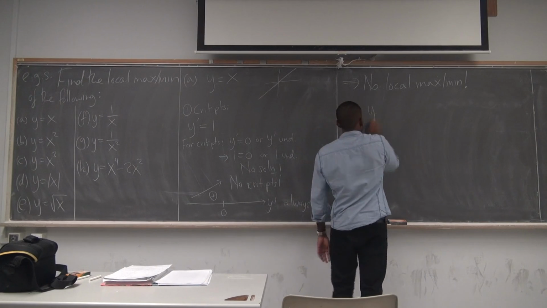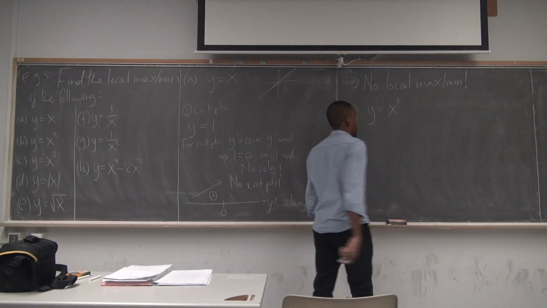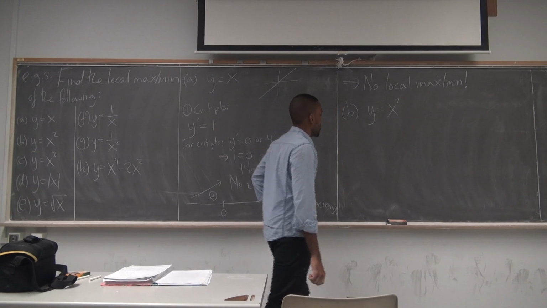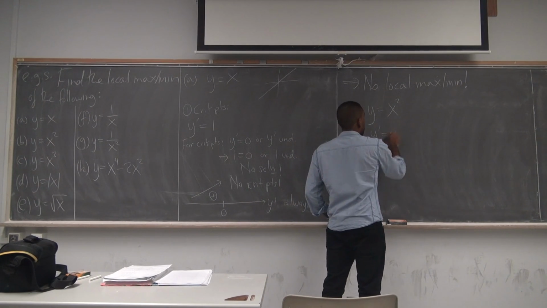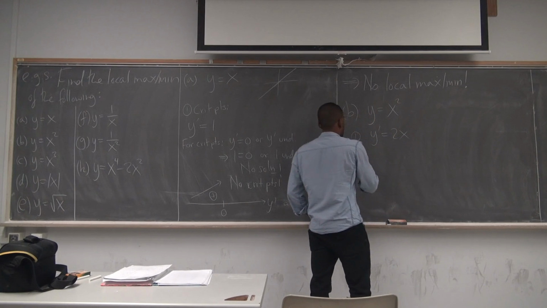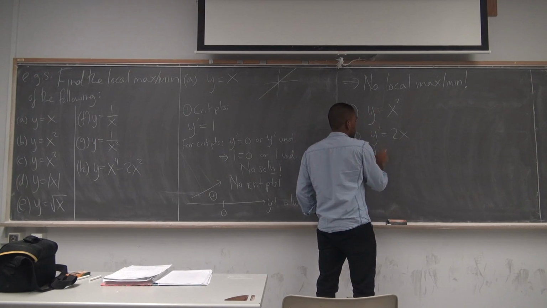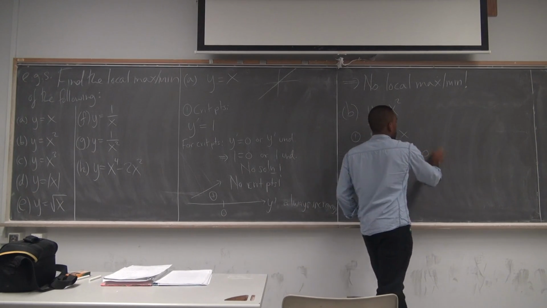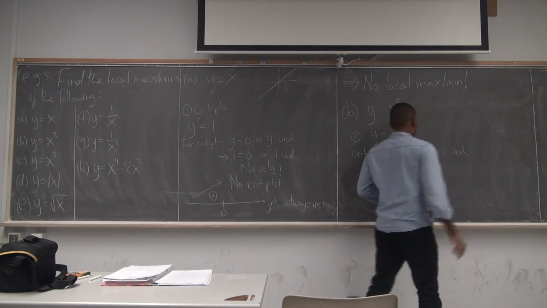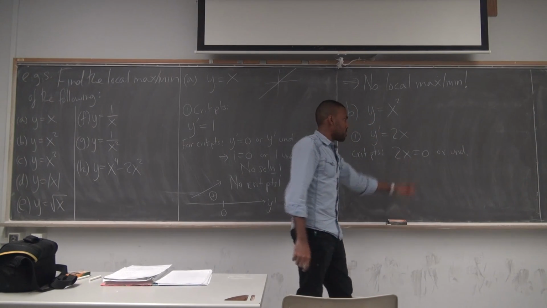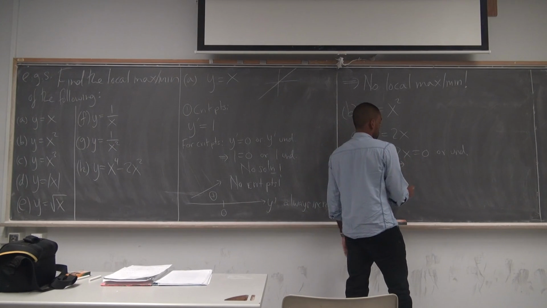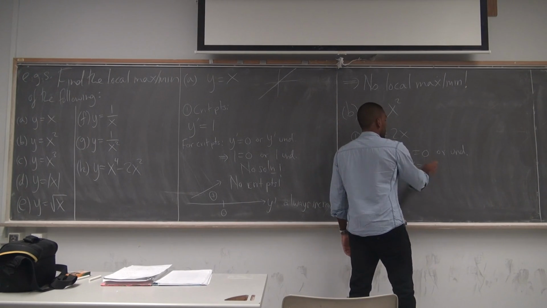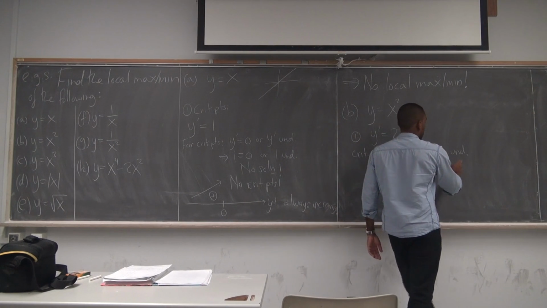Go to B. Draw this function. Step one, find the derivative, 2x. So to get critical points, 2x equals 0 or undefined. 2x is a polynomial though, so it's never undefined, but I can solve this equals 0. What would be the result? x equals 0. So x equals 0 is what we call a critical point.